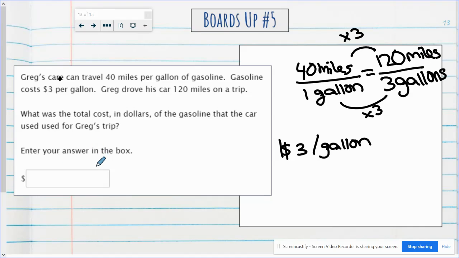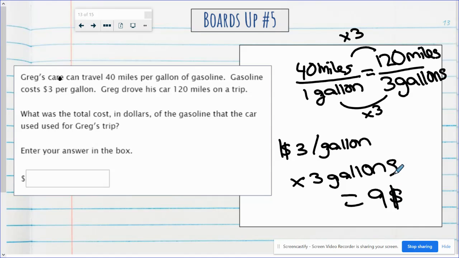But that is not what the question is asking. The question is asking how much money would you pay for the gas? So $3 a gallon times 3 gallons would be a total of $9 for the gas. Again, I knew I needed 3 gallons of gas because I go 40 miles on 1 gallon, but I wanted to go to 120 miles, and that is times 3. So that's 3 gallons of gas times $3 per gallon, which brings us to a total of $9.